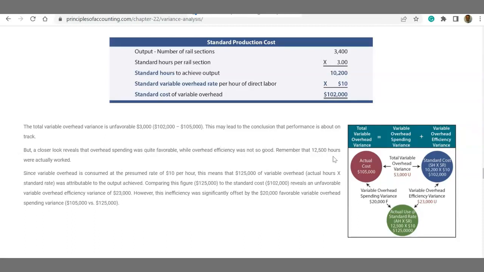So remember that 12,500 hours were actual working hours. That's 12,500 actual working hours. Since variable overhead is consumed at the presumed rate of $10 per hour, this means that $125,000 of variable overhead, actual hours times standard rate, was attributable to output achieved. Comparing this figure of $125,000 to the standard cost of $102,000 reveals an unfavorable variable overhead efficiency variance of $23,000. However, the efficiency was significantly offset by a $20,000 favorable variable overhead spending variance of 125 versus 105.